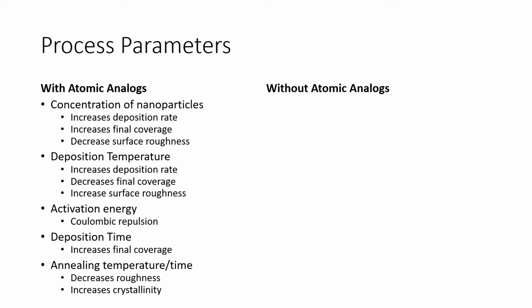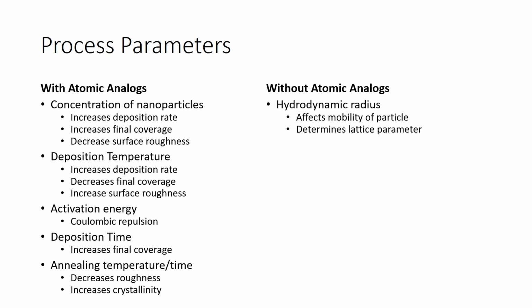We also have several process parameters without atomic analogs. We may alter the hydrodynamic radius of the depositing nanoparticles, which affects the mobility of the particle and the lattice parameter of the deposited superlattice. We may also alter the particle hardness, or the fraction of gold in the particle to the fraction of DNA. This also affects the mobility of the particle and dictates whether or not the superlattice is capable of forming a crystalline assembly. If the nanoparticles are too soft or too hard, they will fail to crystallize and will remain in a disordered state.